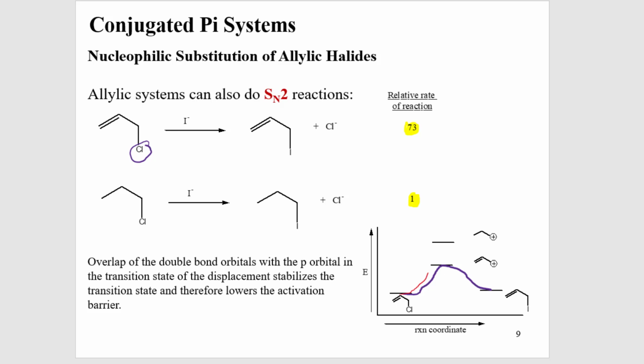So the energy required to get to the product, the transition state, is stabilized, lowered, for when the leaving group is at an allylic position. So you can see a 73-to-1 rate difference when your leaving group is at a conjugated allylic position. And this is due to the overlap of the double bond orbitals with the p orbital in the transition state. So that transition state is stabilized, thereby making it lower in energy.